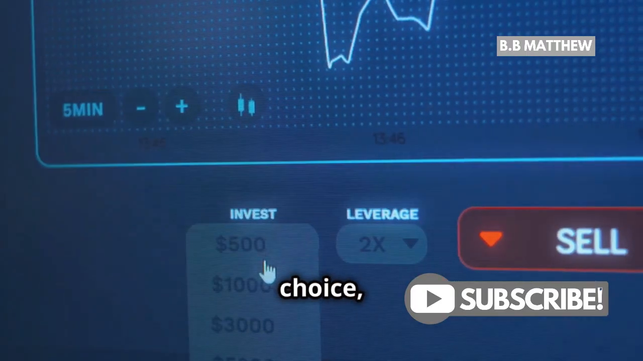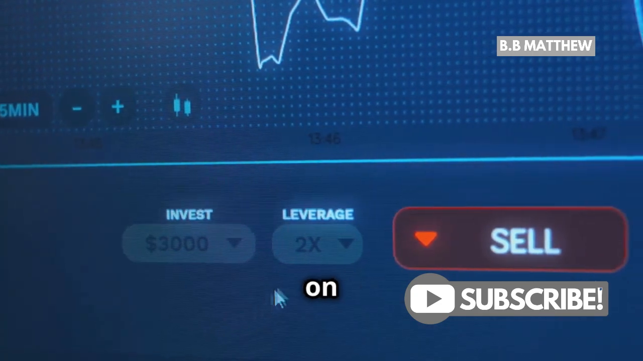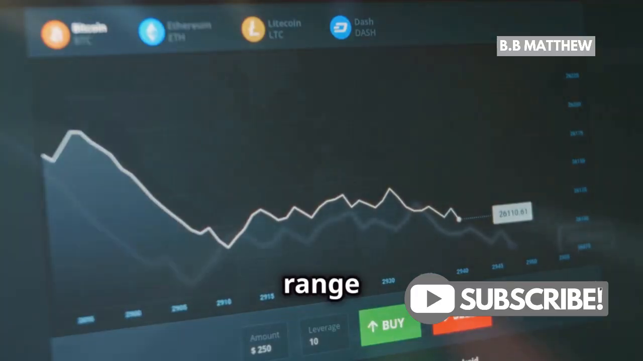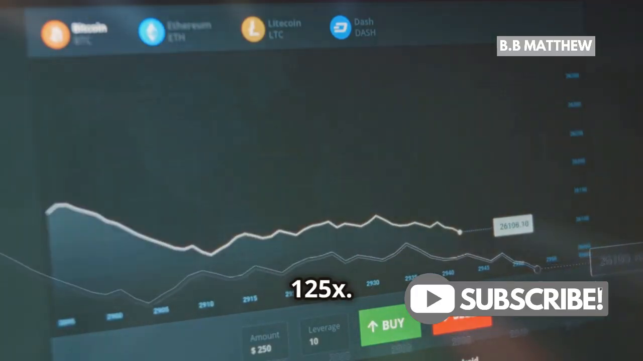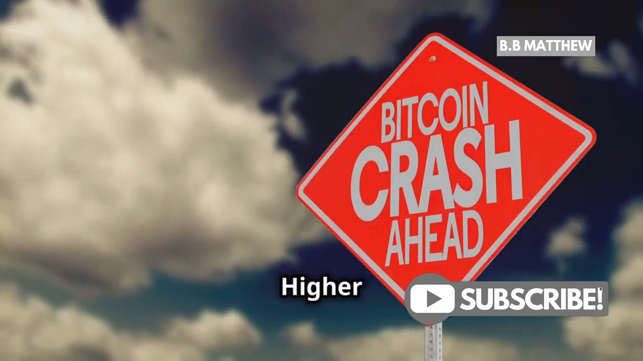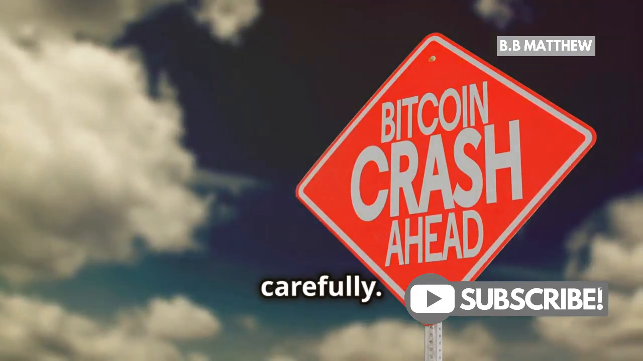Once you've made your choice, select a contract and decide on the leverage amount. This can range from 1x to a whopping 125x. Higher leverage means higher risk, so tread carefully.